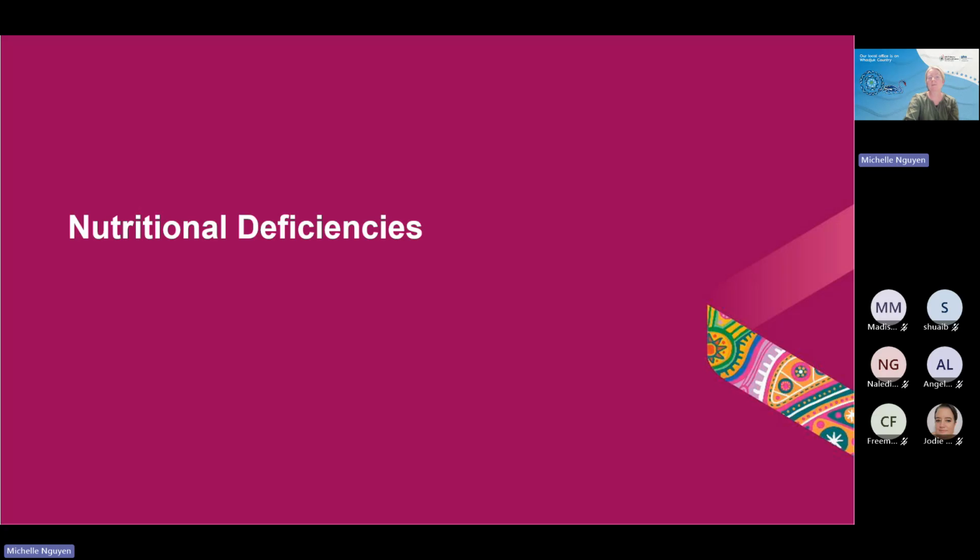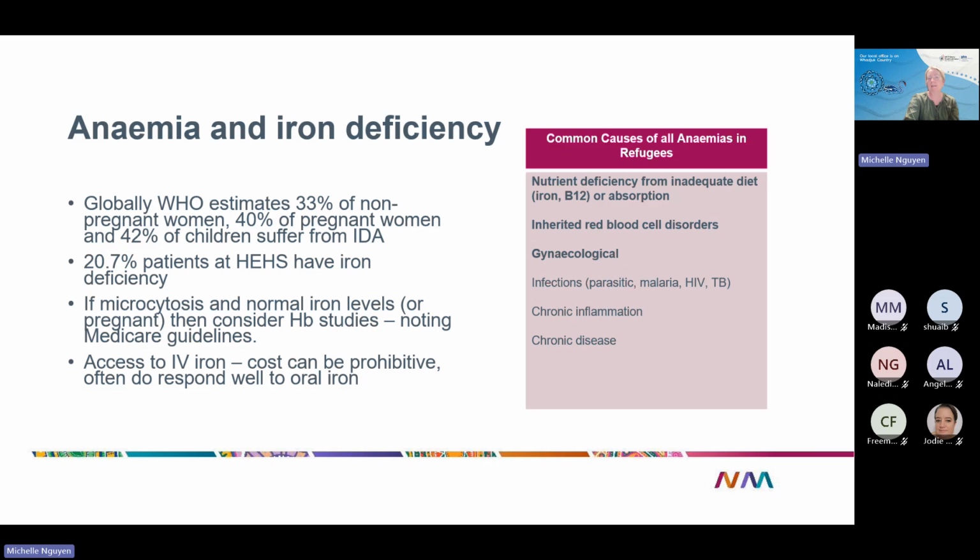So moving on now to talk about some of the nutritional deficiencies that we see. Firstly, anemia and iron deficiency. Globally, WHO estimates that about a third of non-pregnant women, slightly more pregnant women, and children suffer from iron deficiency anemia. We don't see that degree of iron deficiency anemia, but we do see about 20% of patients that have iron deficiency.